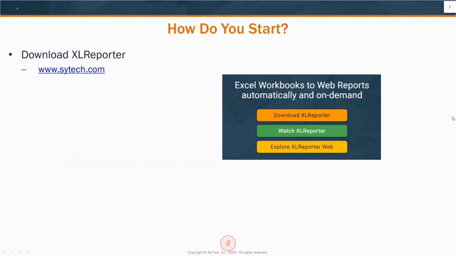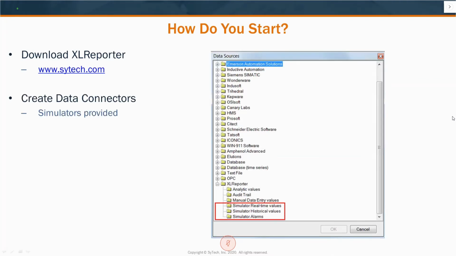Now, how would you go about developing your own mobile responsive application using Excel Reporter? Well, first, you could head to Sytech.com. We've got a download link right at the top of the homepage there. You really can't miss it. And once you did that, you could download and install the trial version of the software, and connect it to your data source.